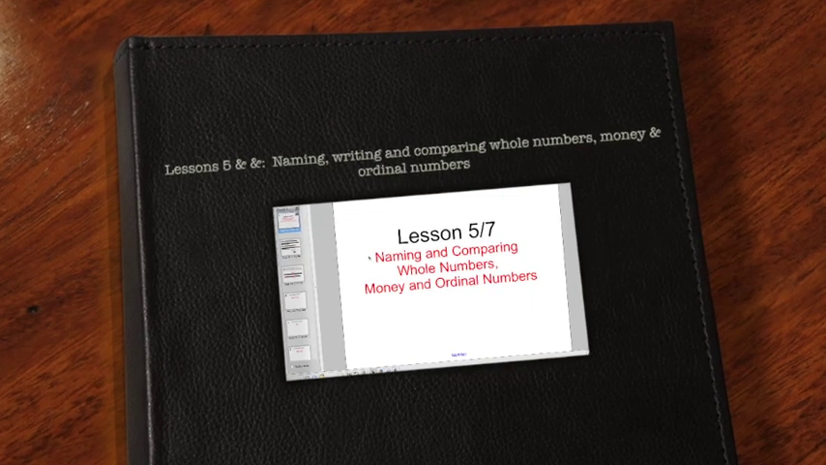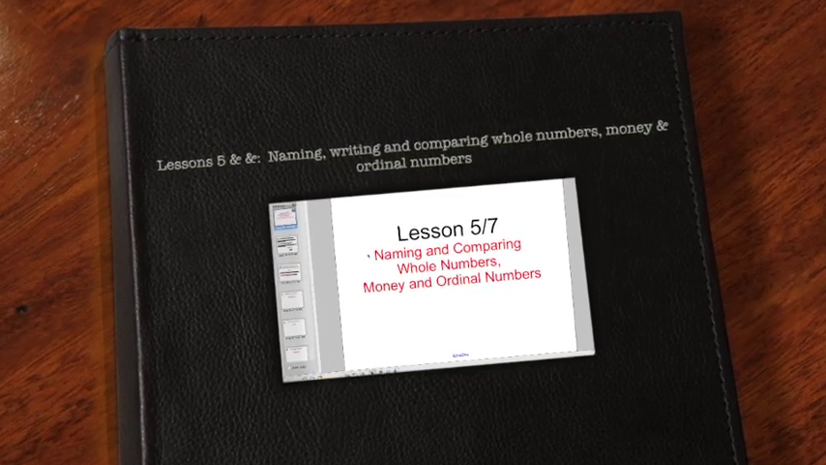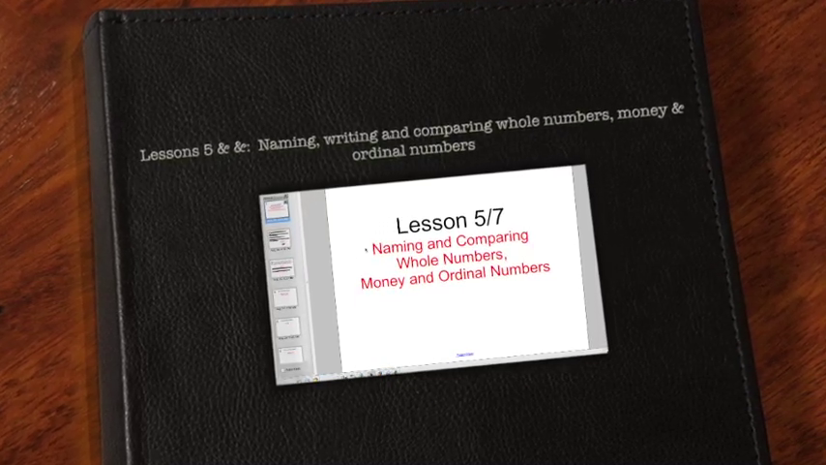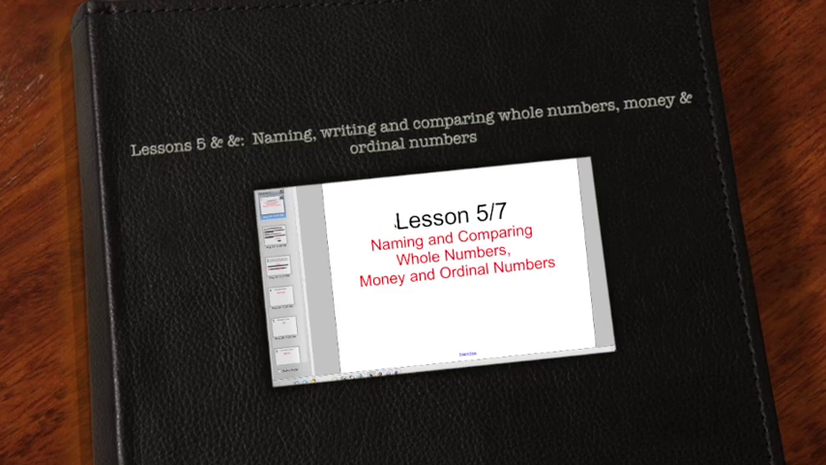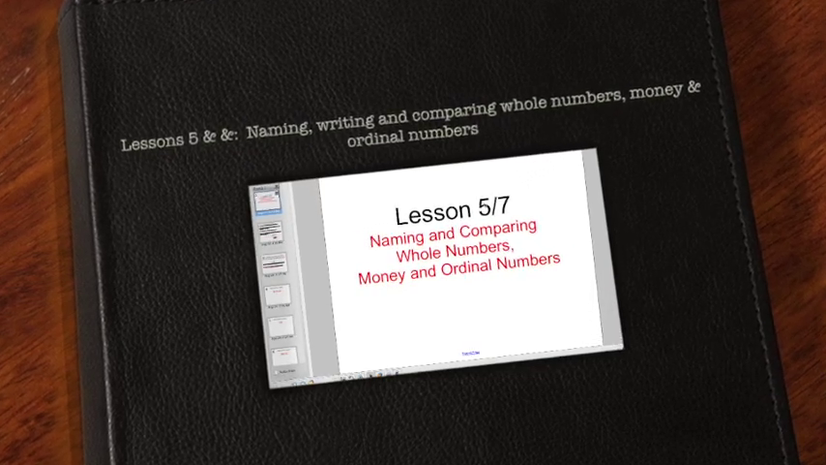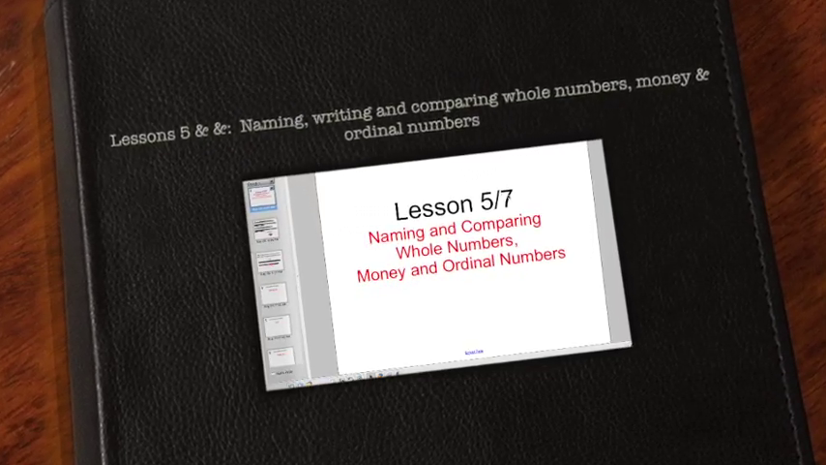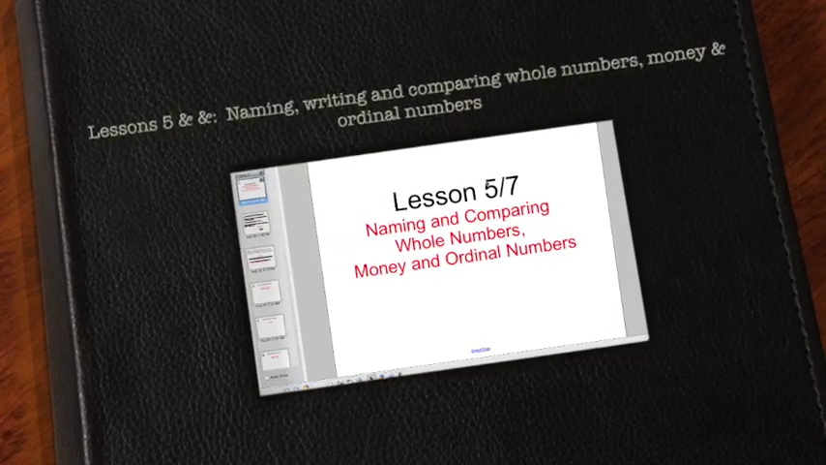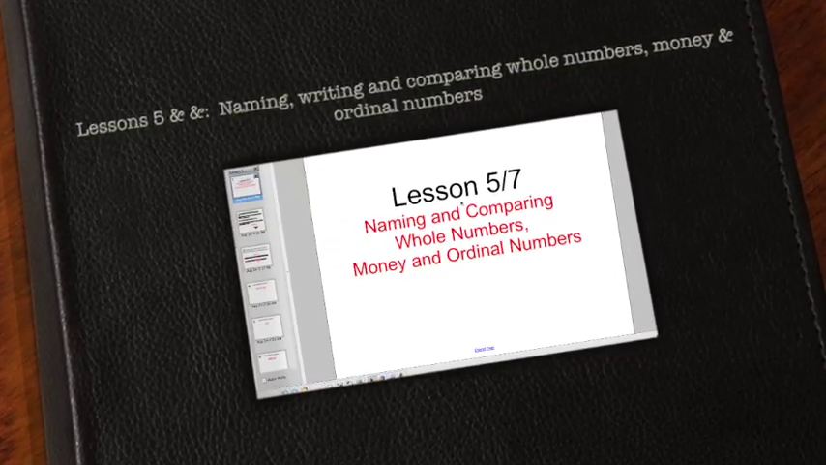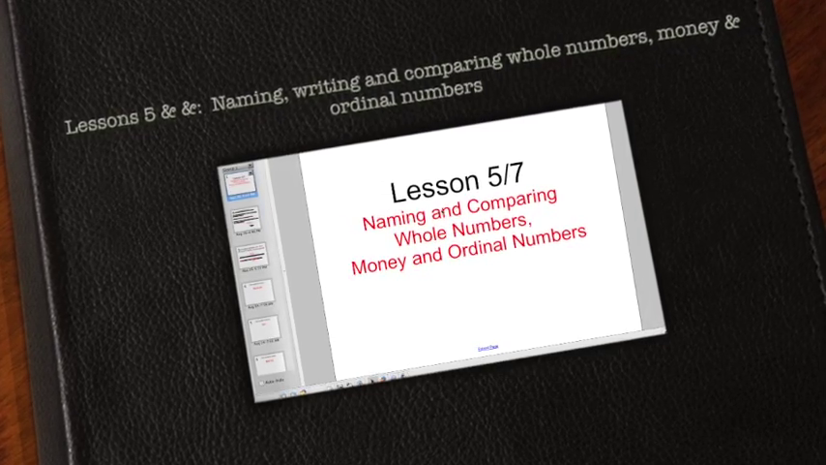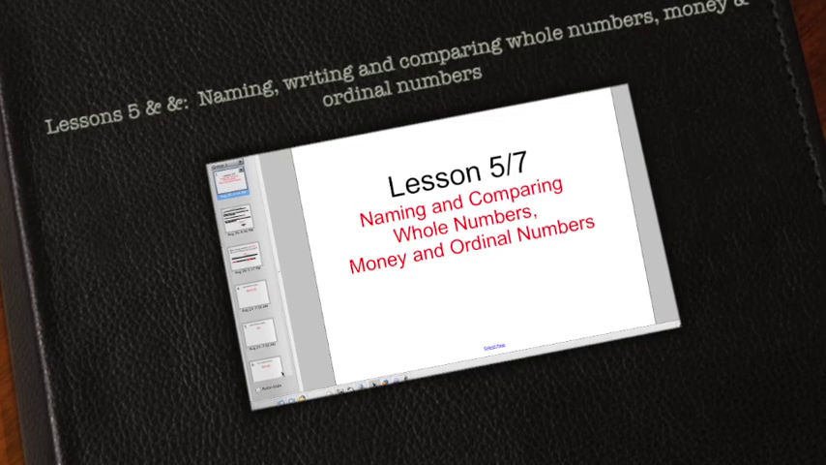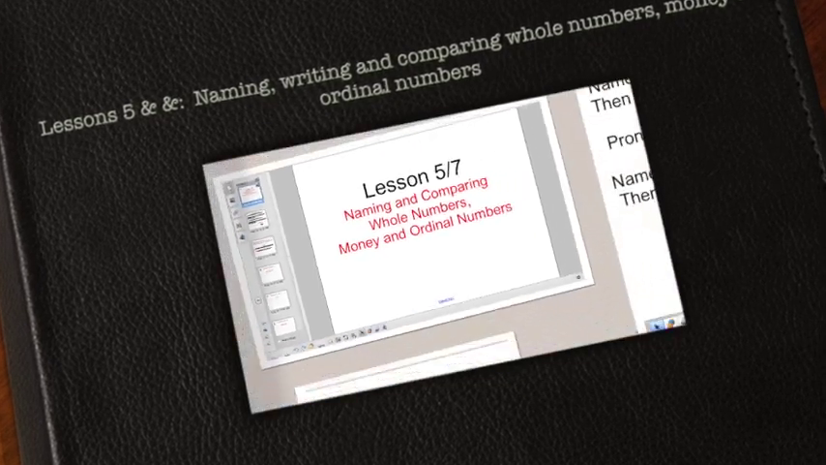All right, good morning, fifth grade. Hopefully, everybody is all wide awake, bright eyed, and bushy tailed because this is going to take a little bit longer. We're actually going to combine lessons today. We're combining lessons 5 and 7. But when it comes time to do the assignment today, I still want you to do lesson number 5, okay? But we're going to be covering naming and comparing whole numbers, money, and ordinal numbers. So we better get going.